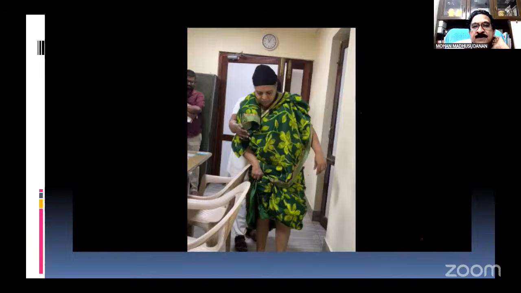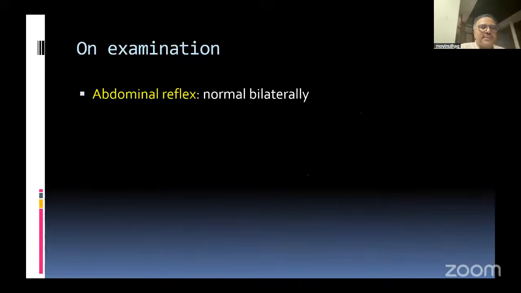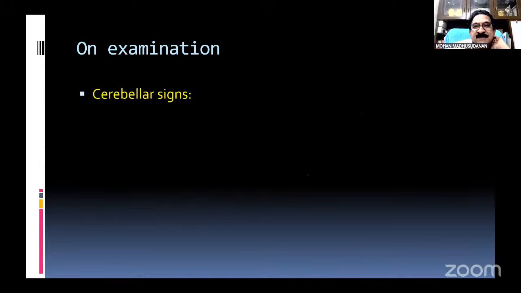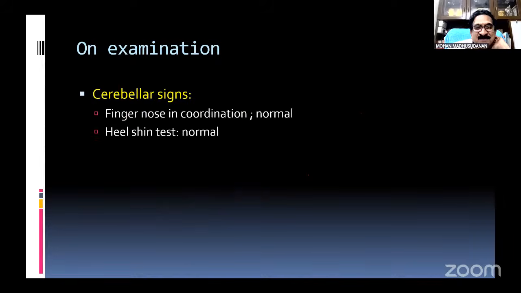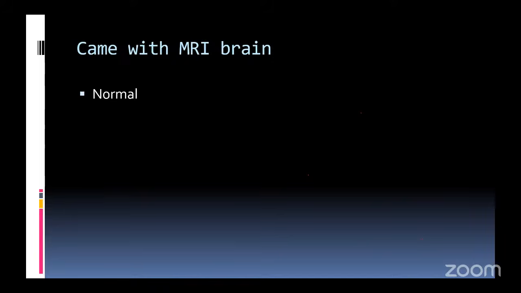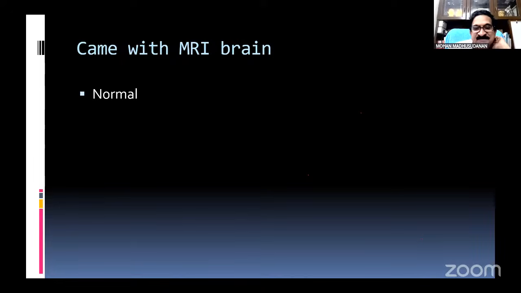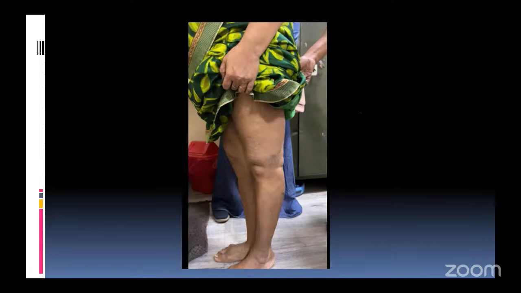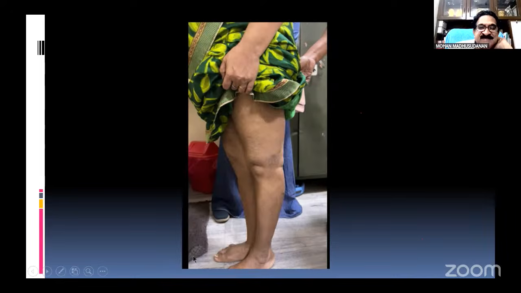Anything else you want to do, anyone? Cervical also, any cervical lesion? Tremors on standing? Lower limb tremors? Let us see any tremors on standing. The MRI brain was normal. So what will you do? As Feroz is telling, examine her legs while standing. Now see her while standing.